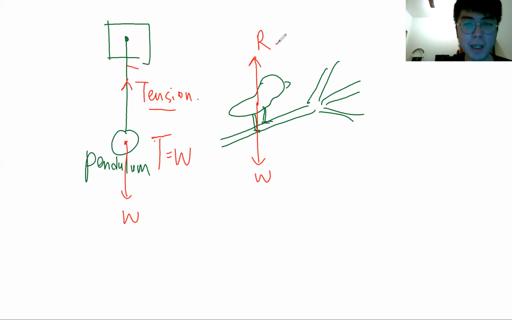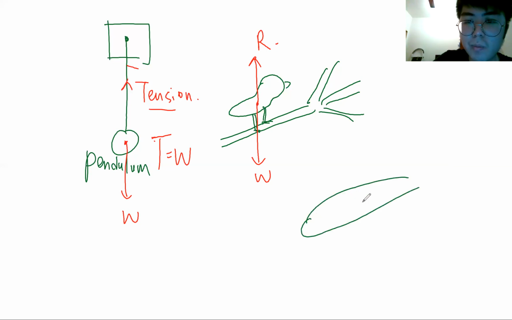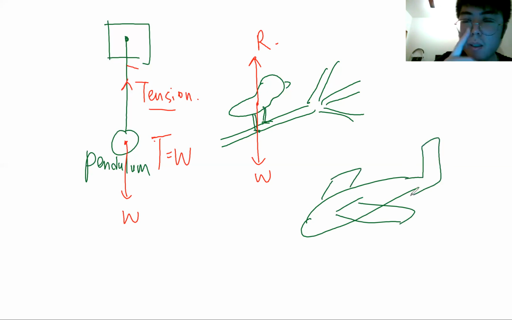Or it can be a plane traveling at constant velocity. Let me draw something simple like that. Plane traveling at constant velocity. So it is balanced by what? It is balanced by the weight of the plane with the, what is this? This is the lift generated by the wings, and then there's friction, right?